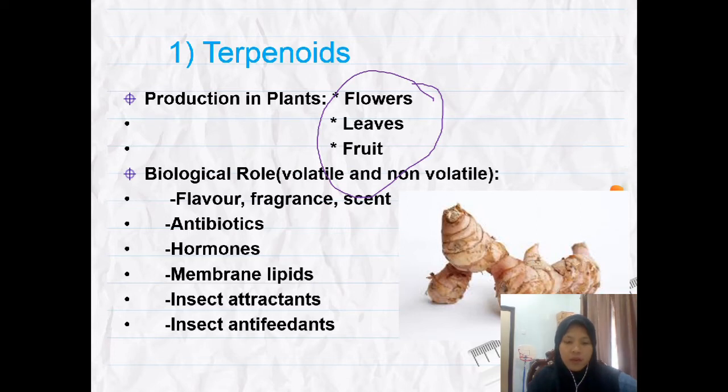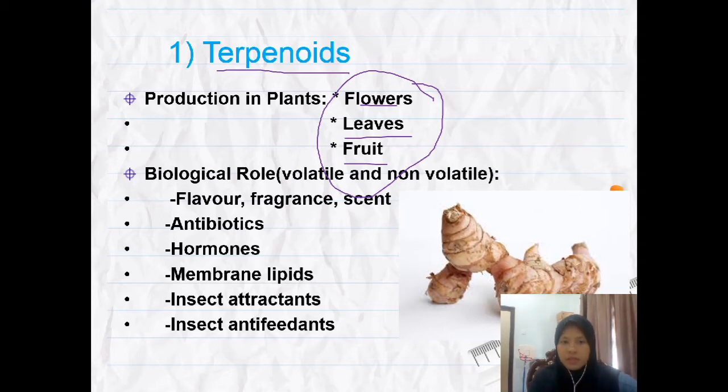So for example, if you are doing research yang menggunakan flowers ataupun leaves ataupun fruit, you should expect to see some terpenoids. Even when you screen ataupun you buat quantitative for terpenoids, you should expect. Tetapi kalau tak jumpa tu, janganlah rasa macam apa-apa. So mungkin because of the condition of your sample tu yang menyebabkan terpenoids tu tak diproducekan pun. So that's going to be a good discussion if you can discuss why. Because usually terpenoids ni memang akan ada dekat 3 plant parts ni, flowers, leaves and fruit.